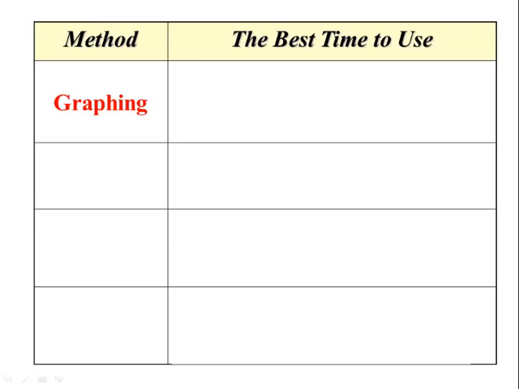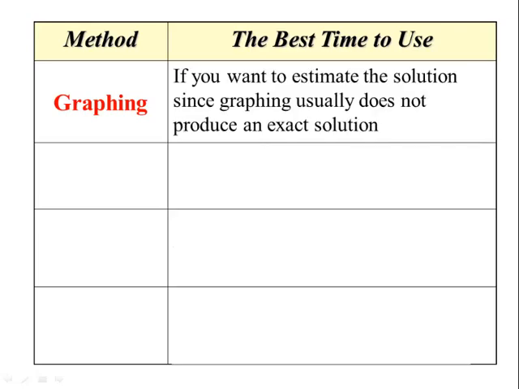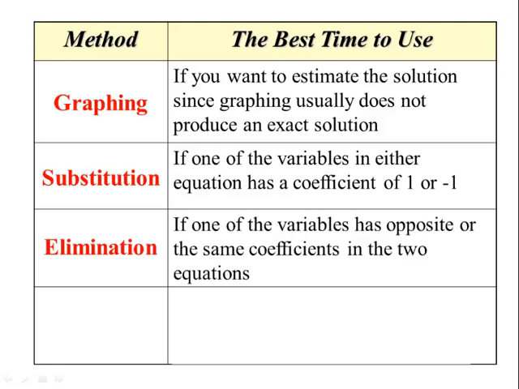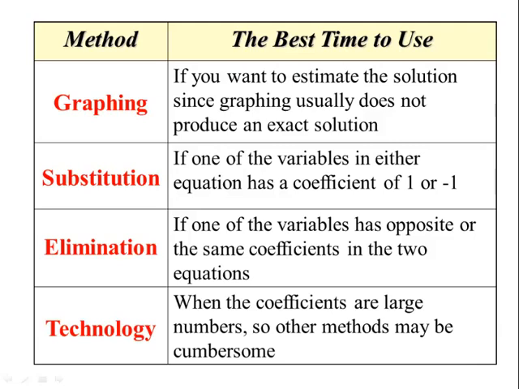So when's the best time to use graphing? If you want to estimate the solution, since graphing usually does not produce an exact solution. Substitution. The best time to use substitution is when one of the variables in either equation has a coefficient of 1 or negative 1. Elimination. If one of the variables has opposite or the same coefficients in the two equations. And using technology when the coefficients are large numbers so that the other methods may be cumbersome.